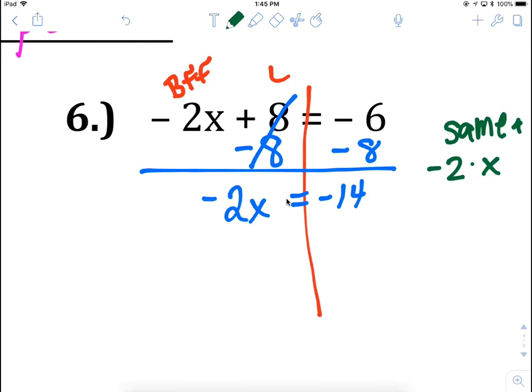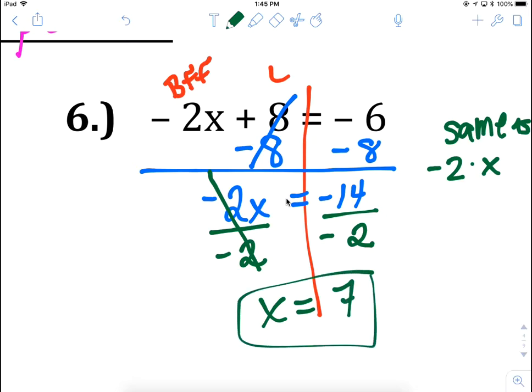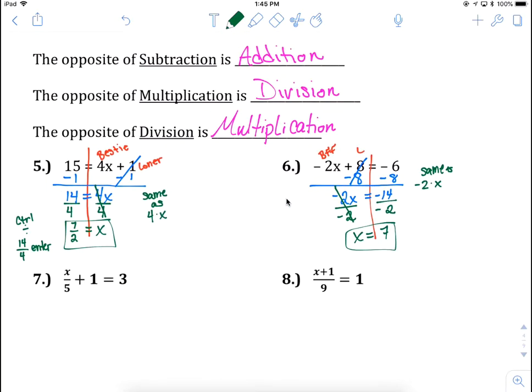So if we look at that one, then we want to divide both sides by a -2, just like we did before. The -2's are going to divide. When you divide by itself, it makes a 1, so we have just 1x left over. -14 divided by a -2, those two negatives are going to cancel. 14 divided by 2 makes a 7. That's our final answer.